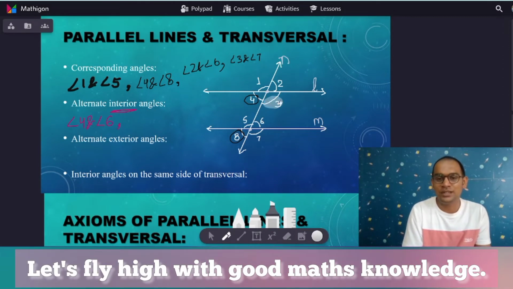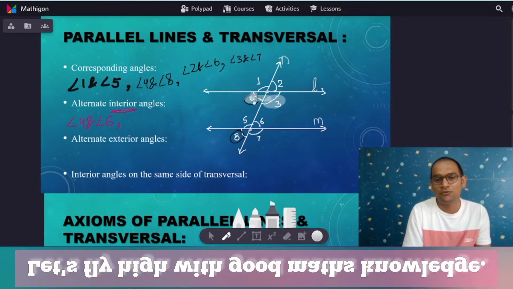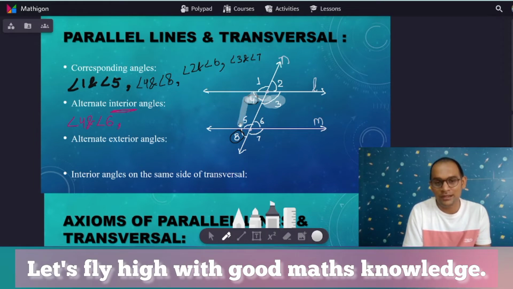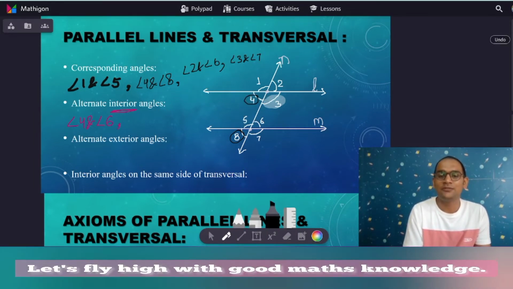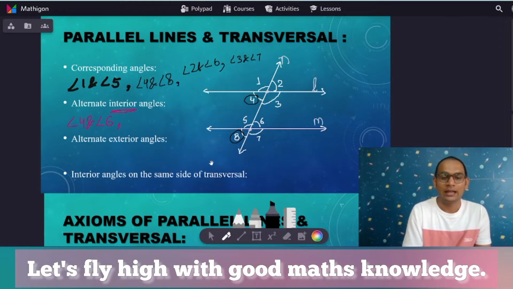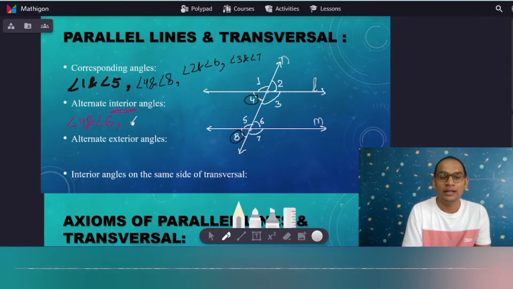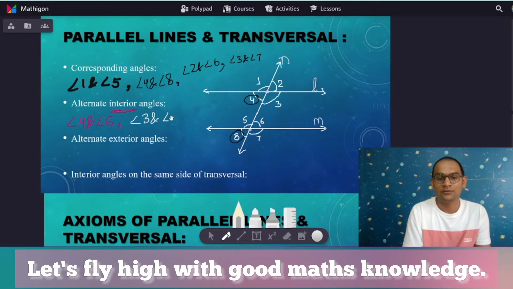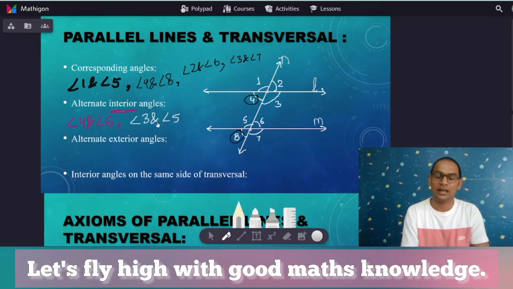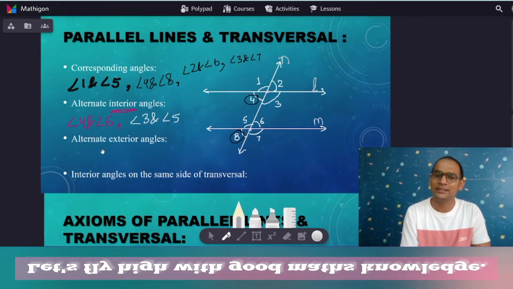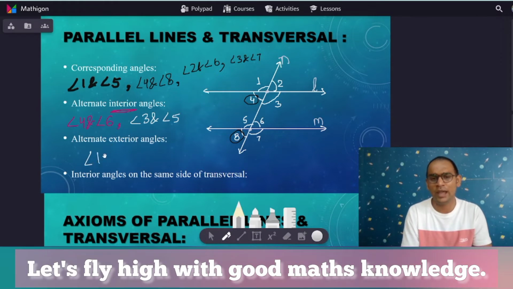Similarly, angle 3, when you go, angle 4 is adjacent. One after that, we get angle 5. So angle 3 and angle 5 will make alternate interior angles. Angle 3 and angle 5 make alternate interior angles. I hope that makes sense. Alternate exterior angles, similar function.